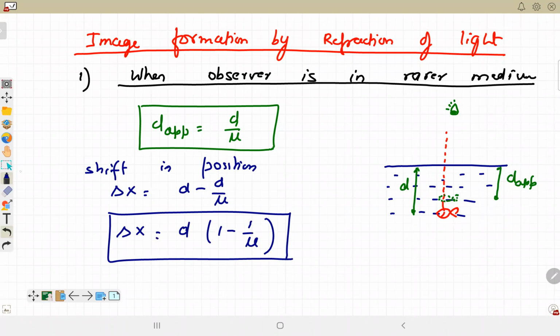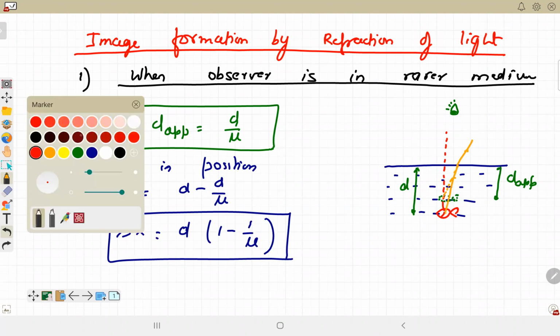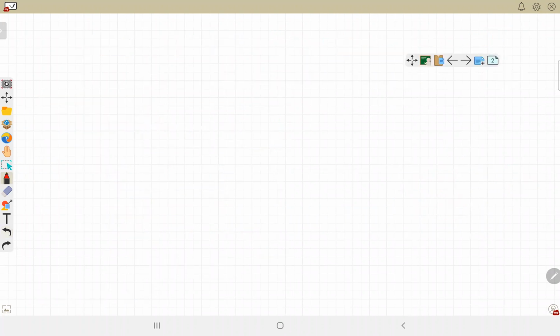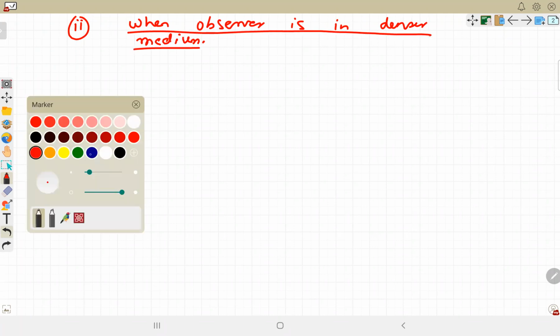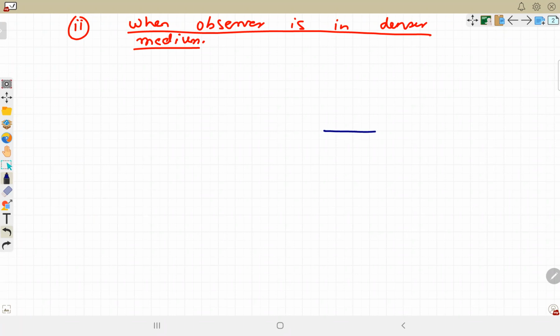The ray diagram was that the light ray starting from the object will be slightly deviated away from the normal, which will make the image appear above the actual position. The second case is when the observer is in the denser medium. We didn't do this last class. For a practical case, the fish may be the observer, or a person has dived inside the water and is trying to see anything outside of the water.